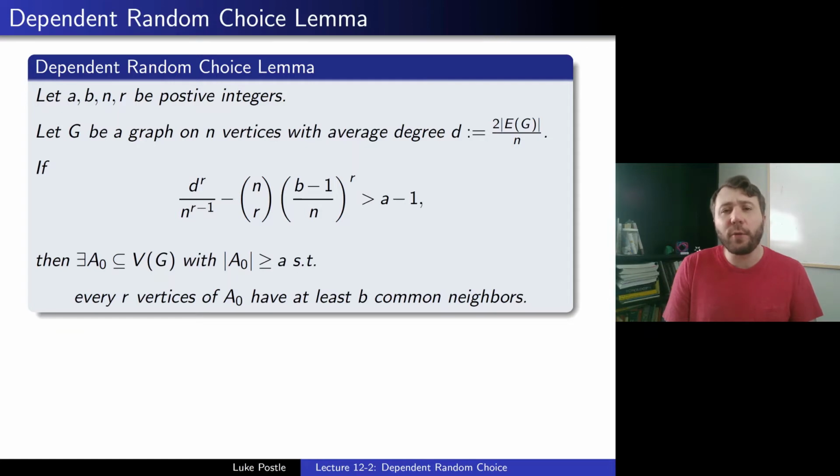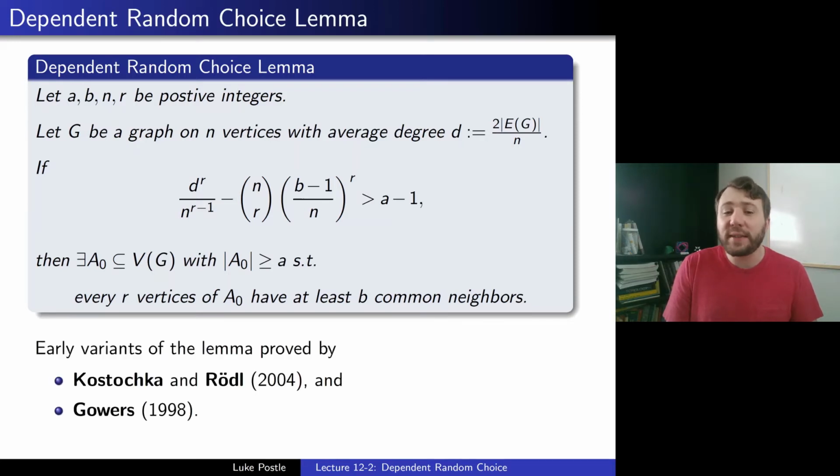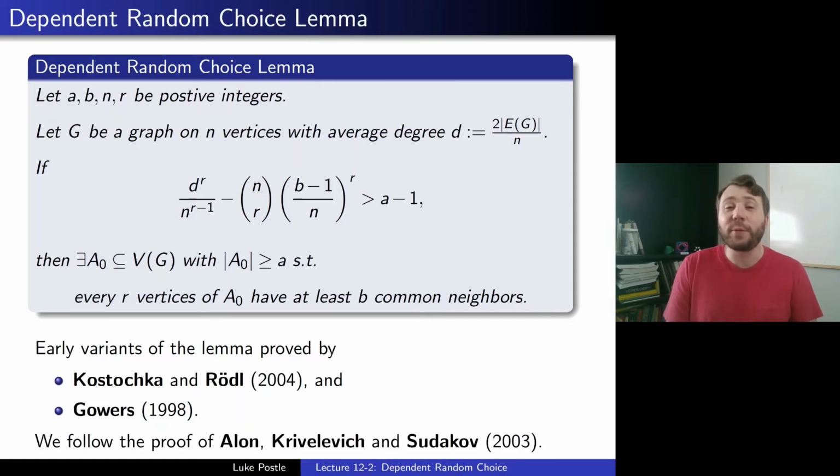Now you might not know what good this is, but we'll come to applications at the end of the lecture. Let's proceed on. I will say some history: early variants of the lemma were proved by Kostochka and Rödl in 2004 and by Gowers in 1998. And we follow instead the proof of Alon, Krivelevich, and Sudakov from 2003. So how is this going to work?